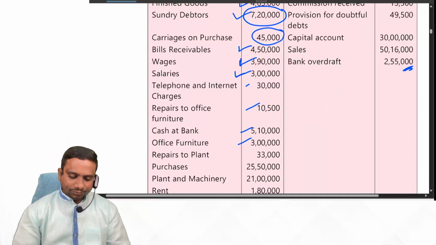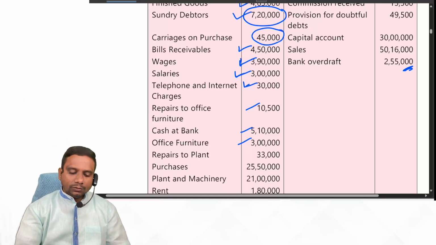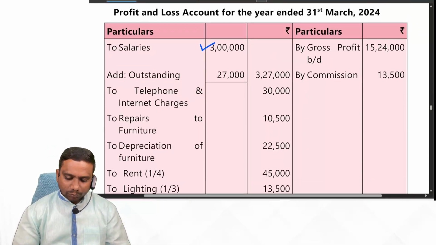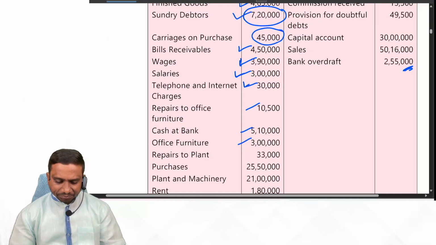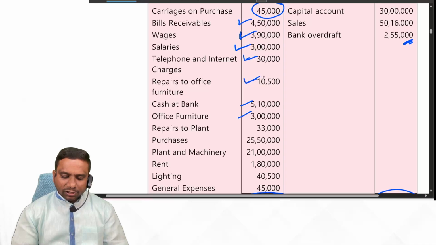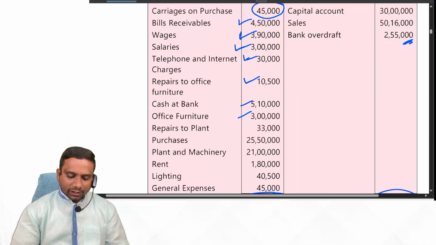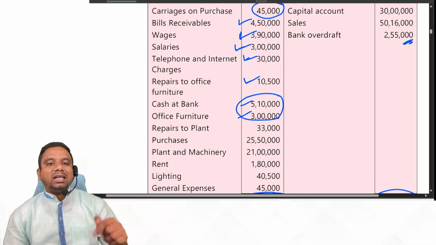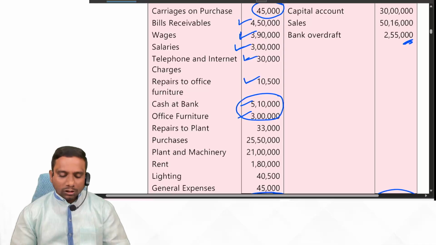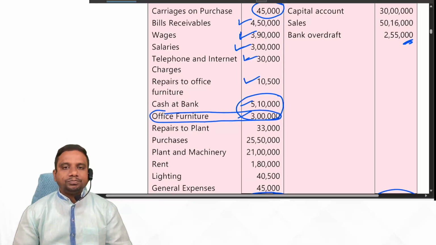Next one. Telephone and internet charges. This is also expenditure and shown on the debit side of P&L account. Next one. Repairs to office furniture. It is also an expense, so debit. Next one. Cash at bank, office furniture. These two items are balance sheet items. But on office furniture, we have to provide some depreciation.